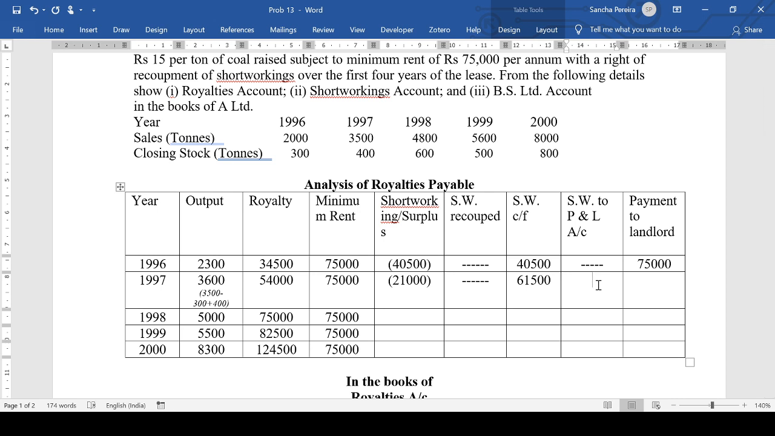Am I going to transfer anything to P&L? No. When do I transfer to P&L? Only when I know that a part of the short working cannot be recouped anymore. That's when I transfer it. I still have 2 more years. So payment to landlord here will be 75,000.